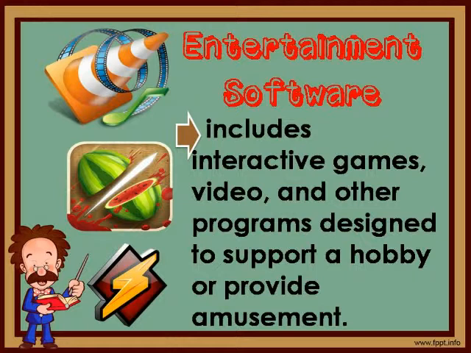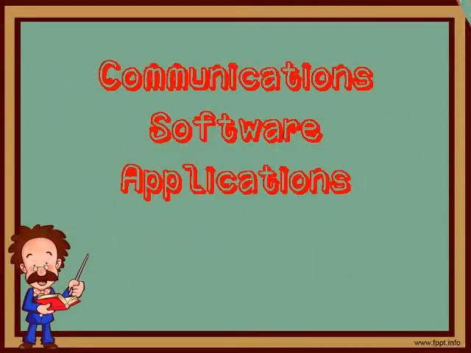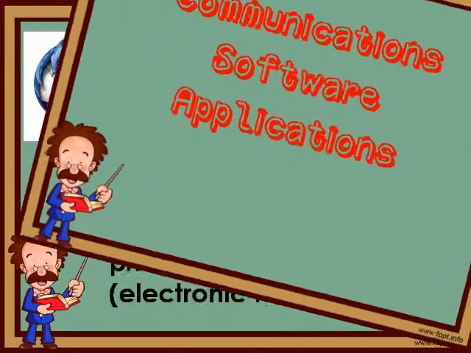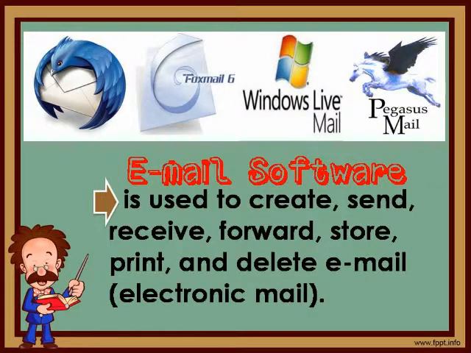One of the main reasons people use computers is to communicate and share information. That's why communication software was created. What are those? First is email software. Email software is used to create, send, receive, forward, store, print, and delete email. Examples of these are Mozilla Thunderbird, G-Foxmail, Windows Live Mail, Pegasus Mail, and etc.